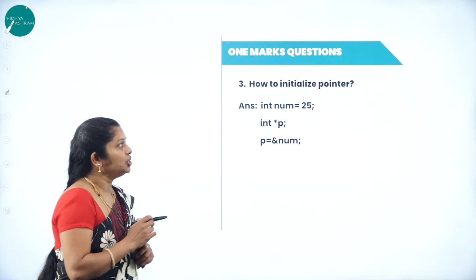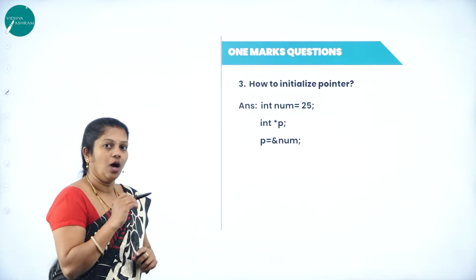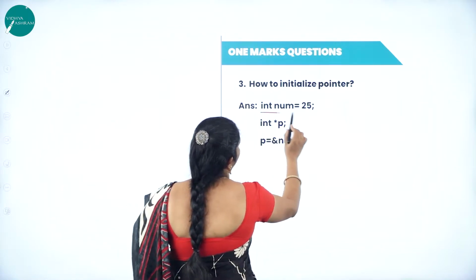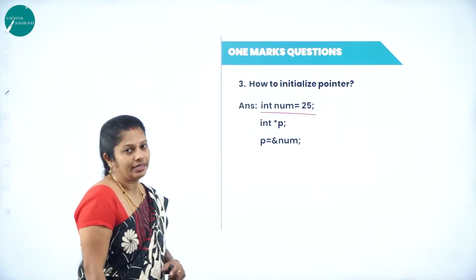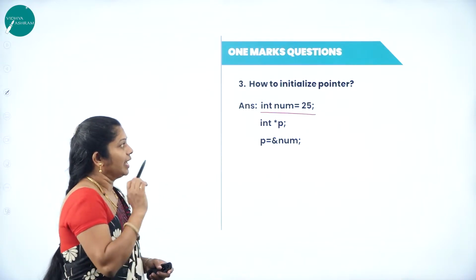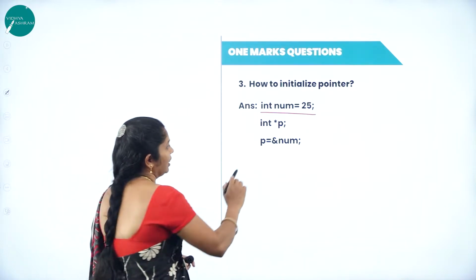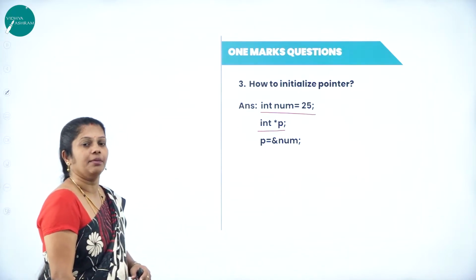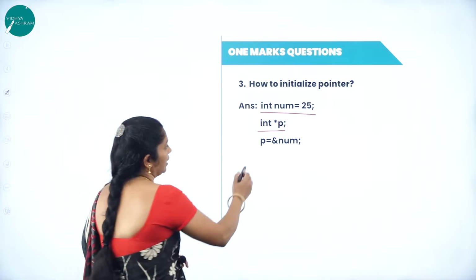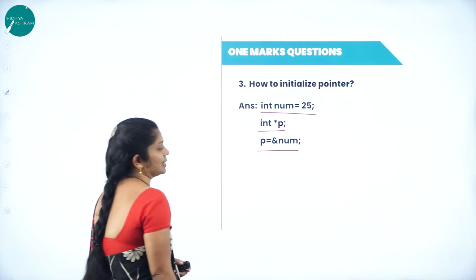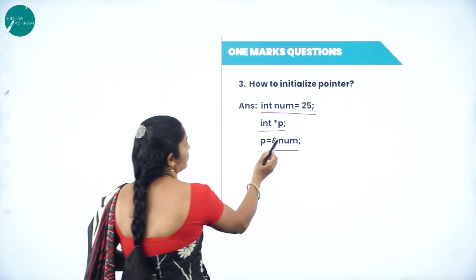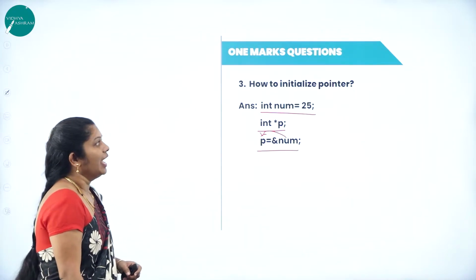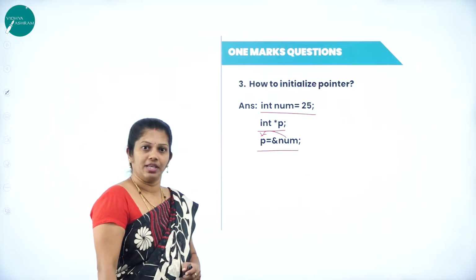Next, how to initialize a pointer. For example, int num equals 25 is initialized. It means that num holds 25. Then we create one pointer variable, int star p. Then p is a pointer variable. Then we write p equals ampersand num, that means the address of num. Here we are initializing the pointer variable. That is nothing but initializing a pointer variable.